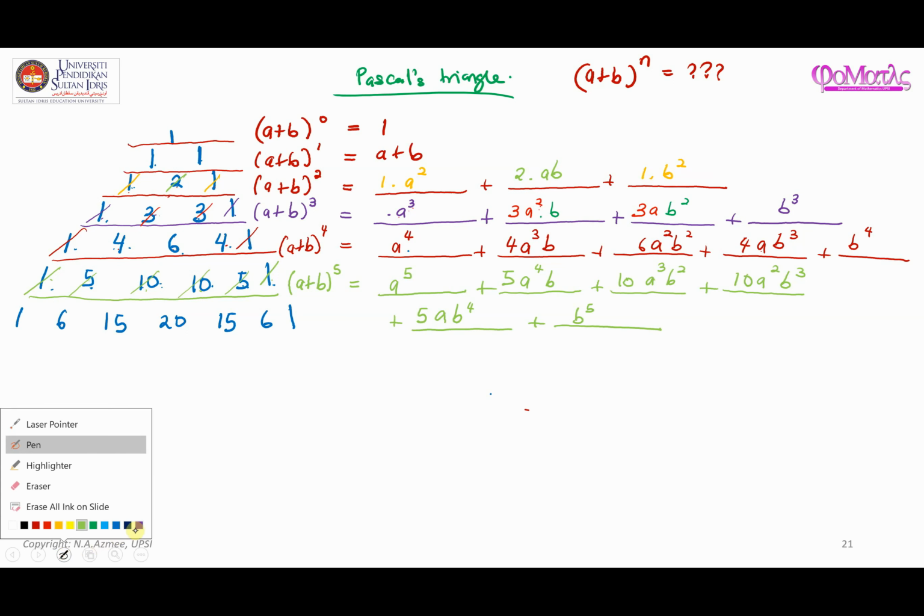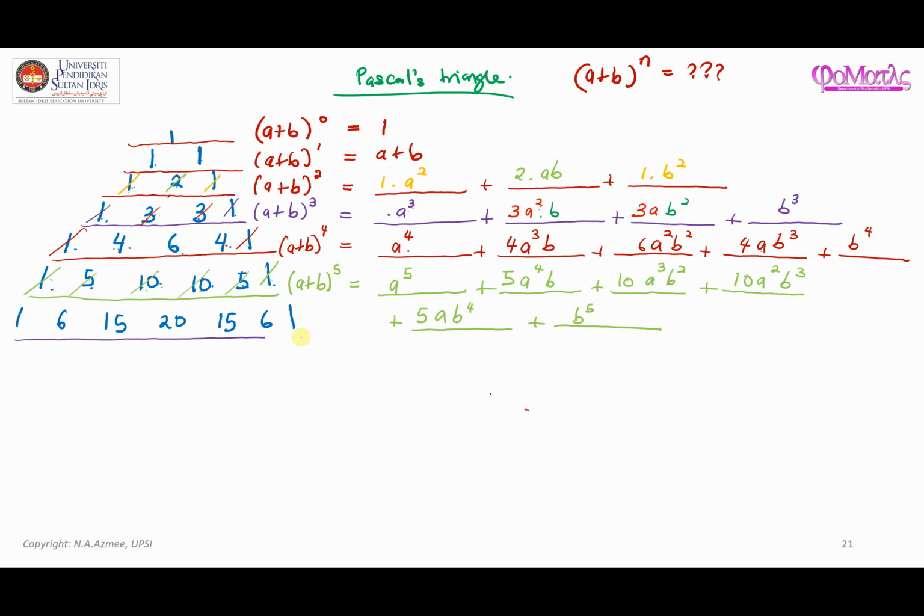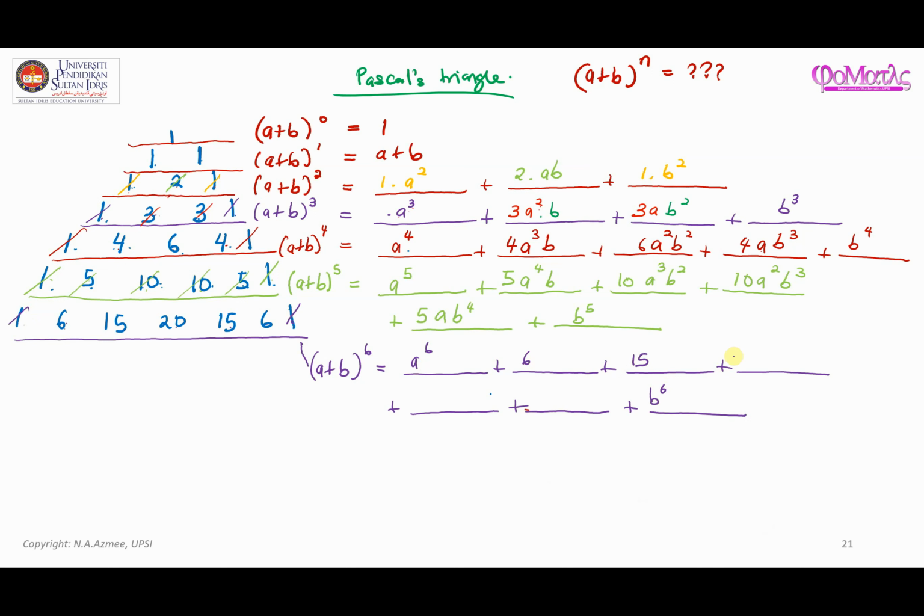Last example related to this Pascal's triangle given here. Well, this is actually a plus b to the power of 6. 1, 2, 3, 4, 5, 6, 7 terms altogether. 1 and 1 is allocated for this one, a to the power of 6 and b to the power of 6. Then 6, 15, 20, 15, and 6.